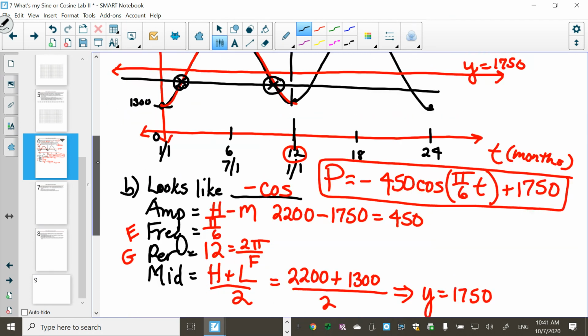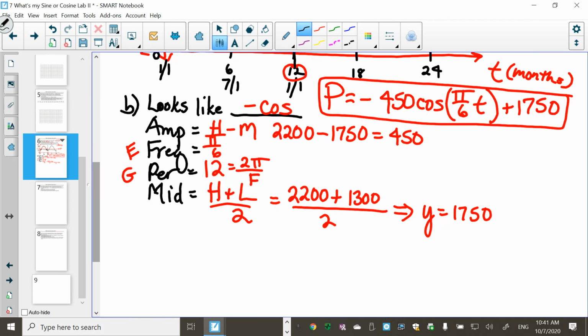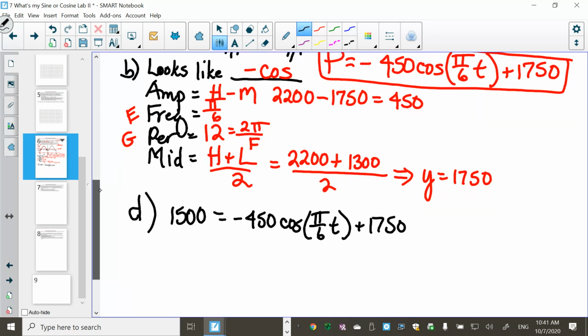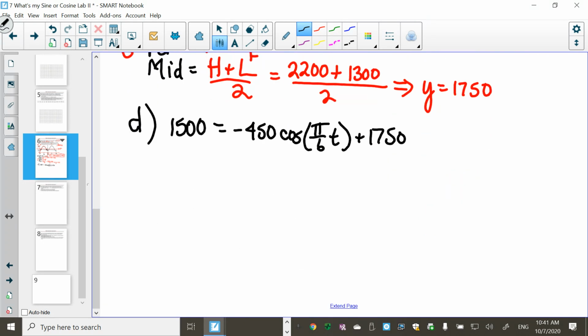So let's practice that. Basically, we're going to take our formula, and in the P spot, we're going to put 1,500. So I'm going to say 1,500 equals negative 450 cosine of pi over 6t plus 1750. Now, those of you that I had yesterday, that we had a wonderful break outside because we had a fire drill, I said, you guys have been doing logs. So you guys know I always say do normal math first. So the first thing you're going to do, because you eventually want to solve for t, is what you're trying to isolate. So the first thing I'm going to do is subtract 1750 on both sides because that's normal math.